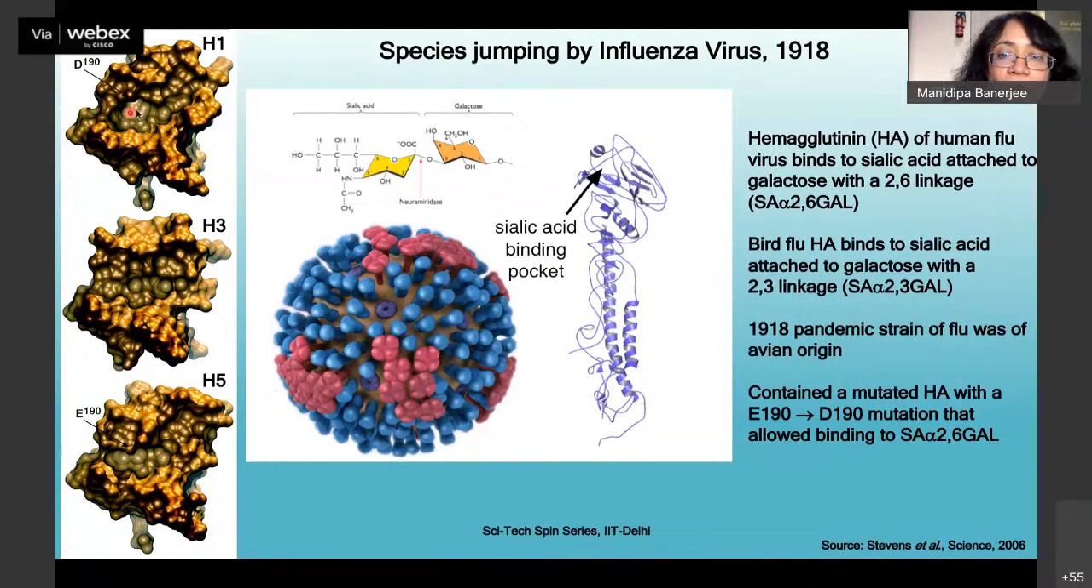When it accumulated one specific mutation, one amino acid at position 190 was changed, the 190th amino acid, this cavity became a little larger so that the human sialic acid could now be incorporated. So this was one of the major ways in which the influenza virus, the bird flu virus or the Spanish flu virus, actually jumped from birds to humans. Because this one mutation gave it a huge advantage. This is the natural selection and adaptation in the host.